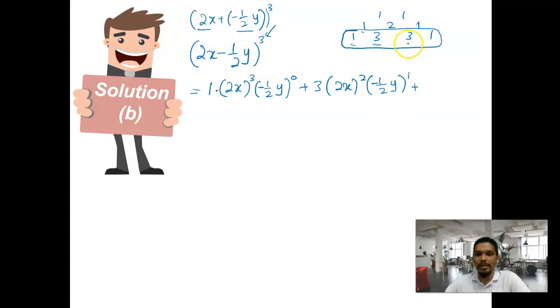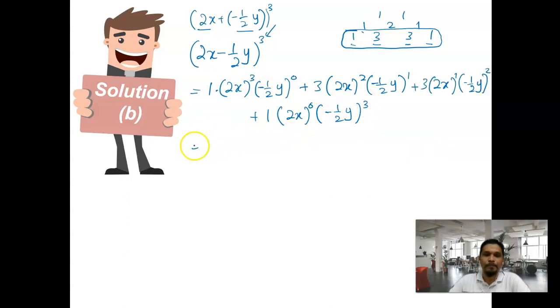Next, the next coefficient is 3 and 2x from 2 becomes 1 here, and negative 1/(2y) to the power of 2. And the last final term here, the coefficient is 1, 2x to the power of 0, and negative 1/(2y) to the power of 3. Now for sure that is going to be 1, to the power of 0 is 1, and another 1 here.